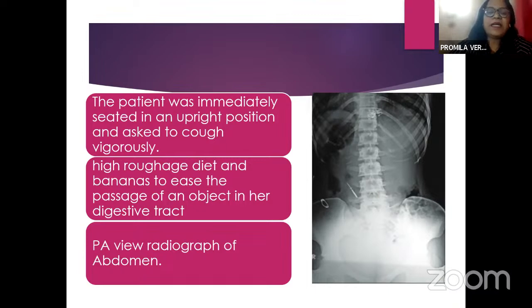A high roughage diet and bananas were advised to ease the passage of the object in her digestive tract, because the high roughage diet and bananas promote easy passage into the stomach. The patient was also advised a PA view of the abdomen to see the location, and we can see that this file has gone into the lower part of the intestine in this radiograph, the PA view of the abdomen.